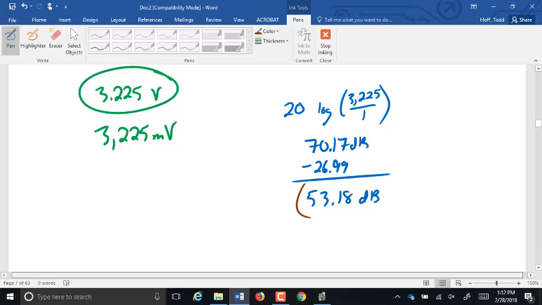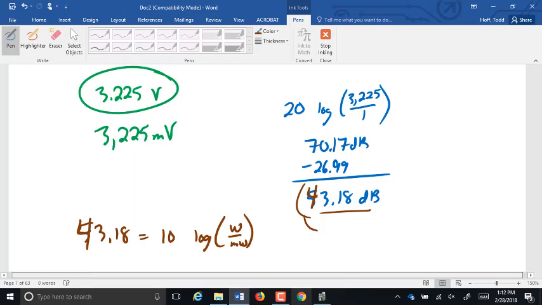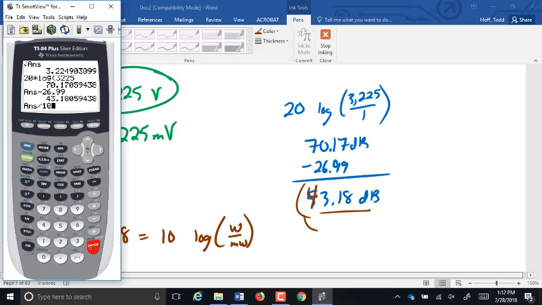So what I'm going to do is I'm going to convert that 53.18 dB into a power. So it's 53.18 divided by 10. Oops, should be 43, not 53. Sorry, 43.18 divided by 10. And then 10 to the power of. So I would get 20,799 milliwatts, 20.799 watts.